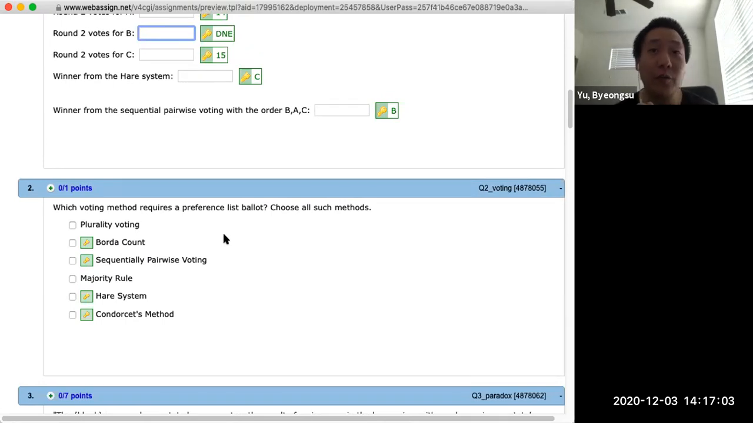So usually all the questions are either multiple choice or short answers. In case of short answer, I just say that if there is no winner, then just put DNE or something like that. But in case of multiple choice, definitely there is some option for there are no winners or something like that.